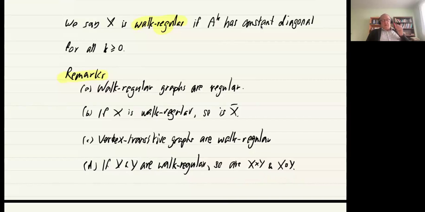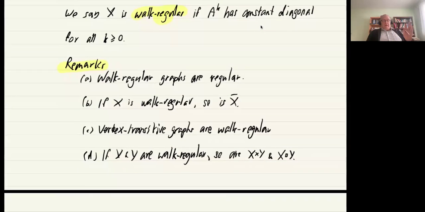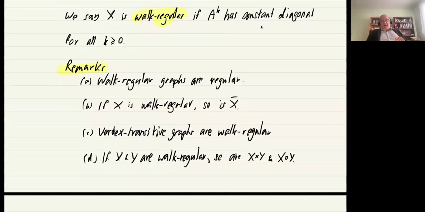So you can think of walk regularity as a kind of combinatorial relaxation of being vertex transitive. If a graph is vertex transitive, it's regular, and so is its complement. And the direct and Cartesian products of vertex transitive graphs are vertex transitive. This also works for the other products, the strong product and the lexicographic product, but we're not using those, so I didn't bother writing that down. But still, this is just a definition: walk regular if A to the K has constant diagonal, and this is a kind of relaxation of being vertex transitive.